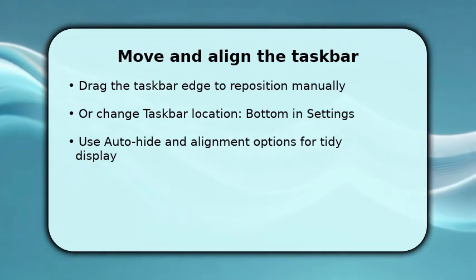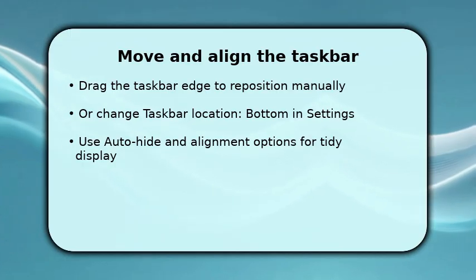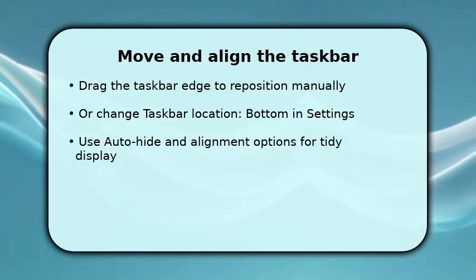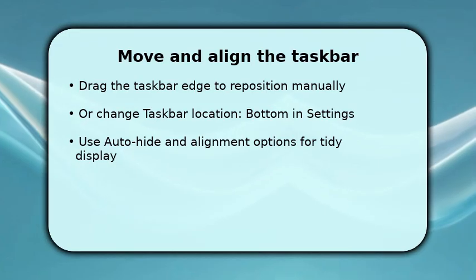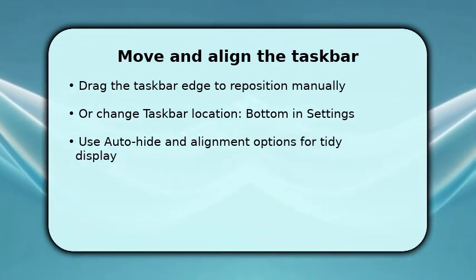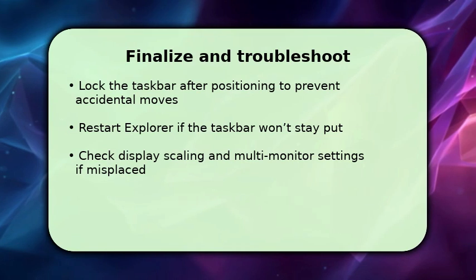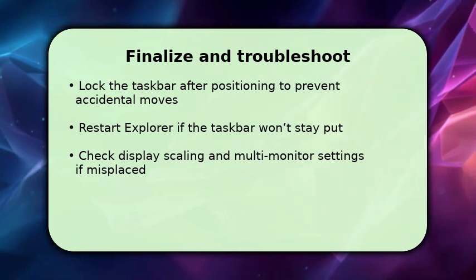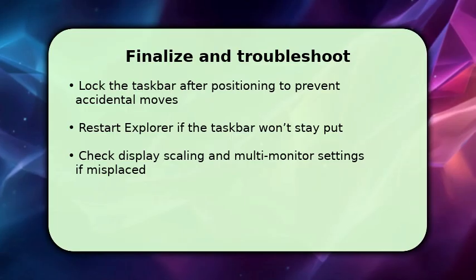Make sure to adjust alignment and auto-hide so icons stay centered or left as you prefer. This is important because alignment affects reachability and visual balance on widescreen displays. Finish by locking the taskbar to prevent accidental moves. Right-click and choose Lock the Taskbar.